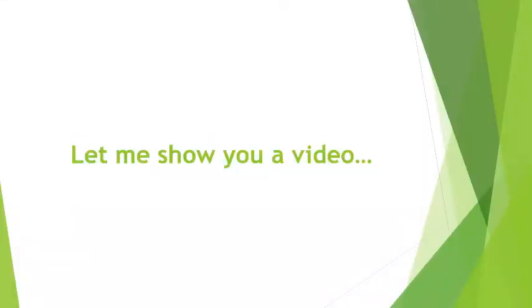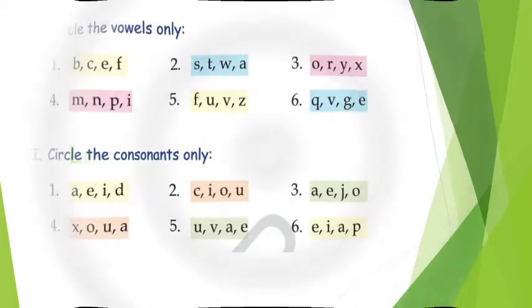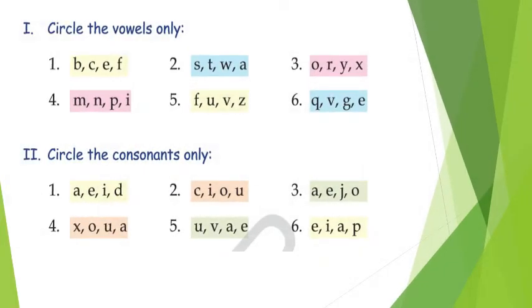Alright children, I hope you have enjoyed that video, and now let's have some exercises for the vowels and consonants. The first exercise is: circle the vowels only. You have to circle only vowels. The first one here is B, C, E, F. Can you spot a vowel here? Yes, easily. We know that E is a vowel.